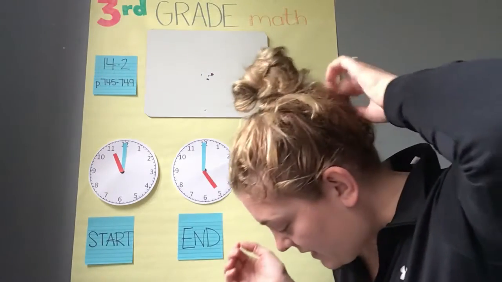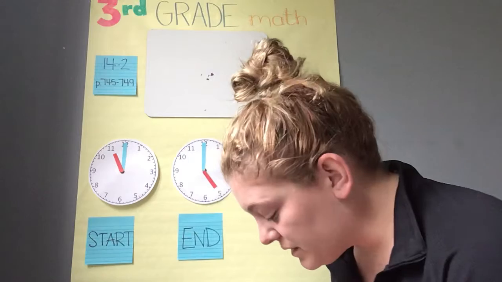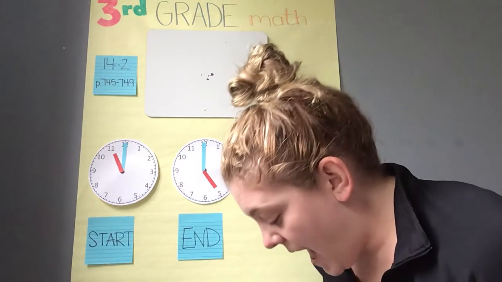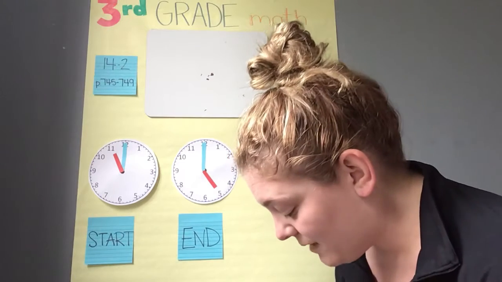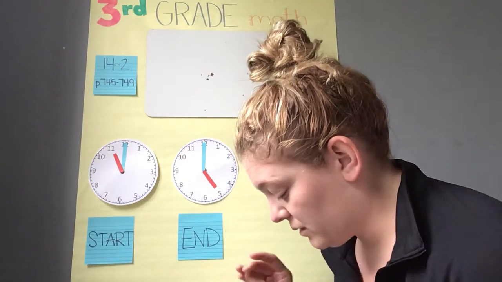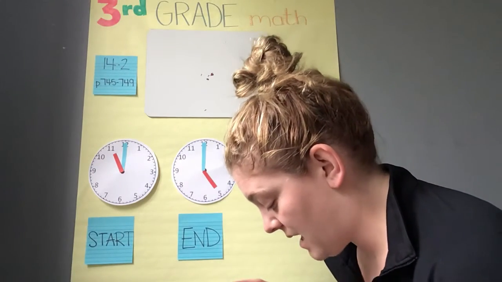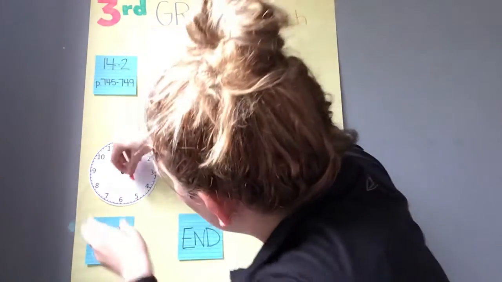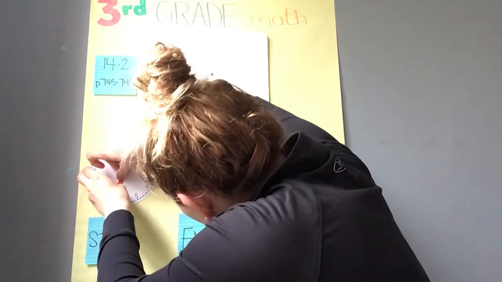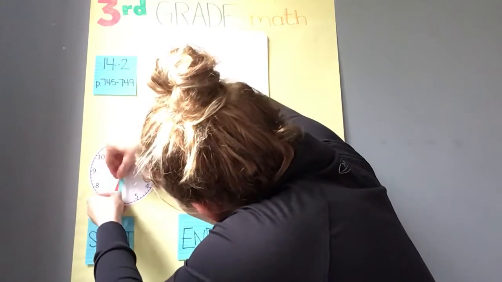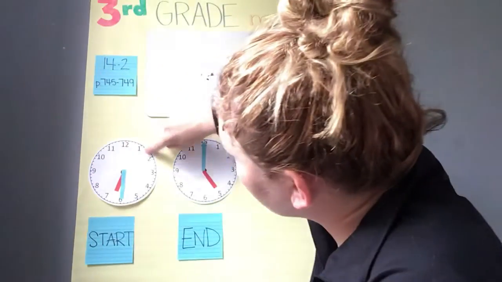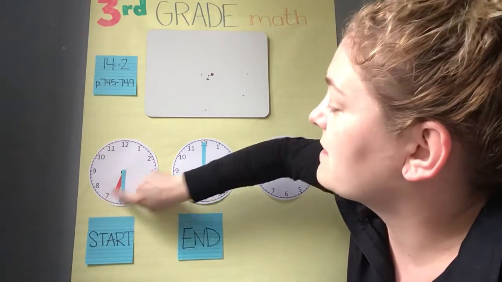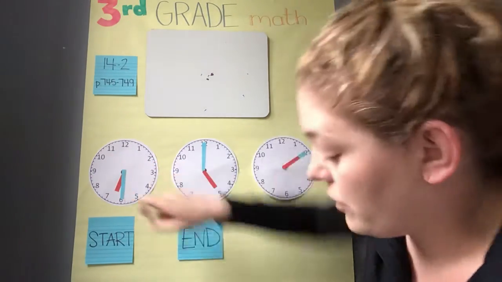So we're looking at number 4. The start time was 6:30 p.m. The end time was 9:50 p.m. All right, so the start time 6:30, the end time 9:50. Start time between 6 and 7, 30. Now how did I get that? 5, 10, 15, 20, 25, 30. So hour hand is between 6 and 7, so I know it's 6:30.